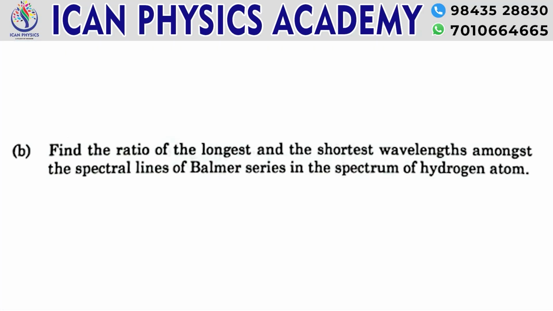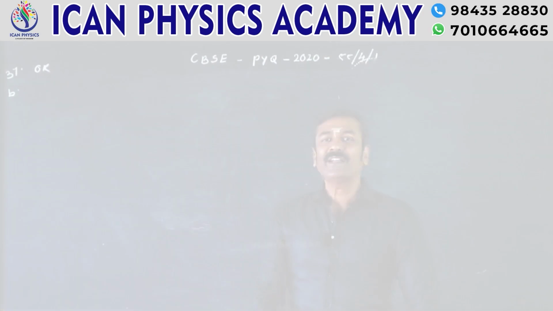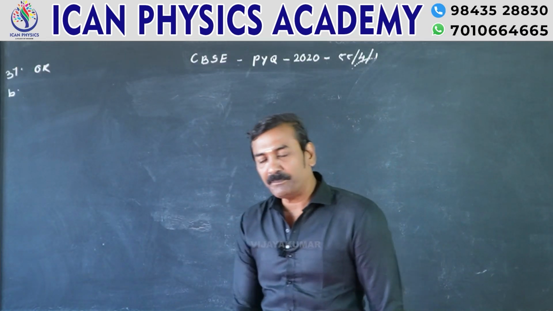So the next question, 37b. Find the ratio of the longest and shortest wavelength among the spectral lines of Balmer series in the spectrum of hydrogen atom. Okay, let's enjoy the class. So now, the 37b question.